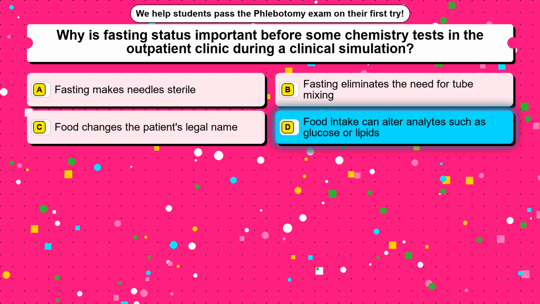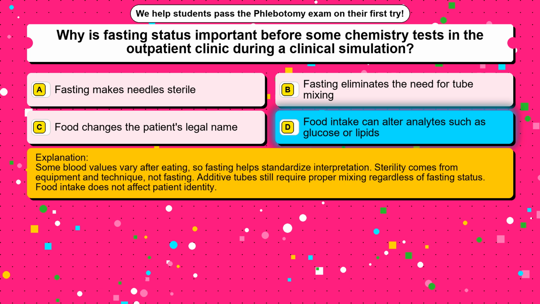The correct answer is option D. Food intake can alter analytes such as glucose or lipids. Some blood values vary after eating, so fasting helps standardize interpretation. Sterility comes from equipment and technique, not fasting. Additive tubes still require proper mixing regardless of fasting status. Food intake does not affect patient identity.